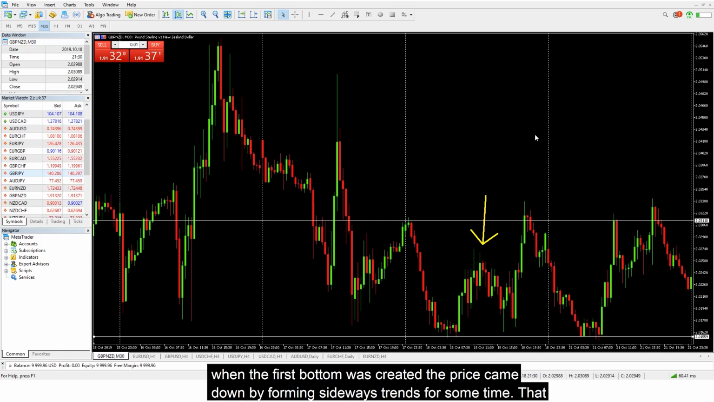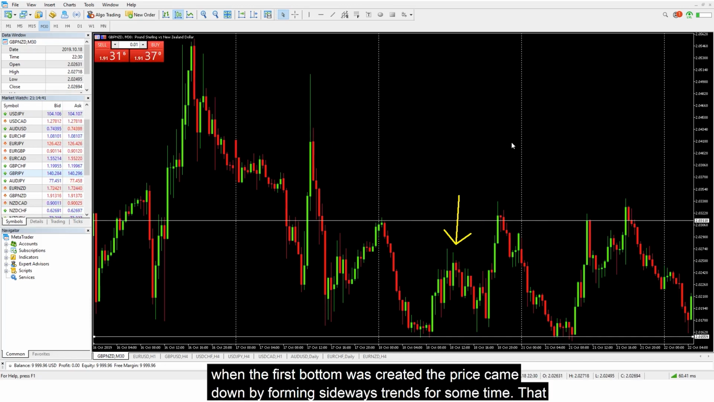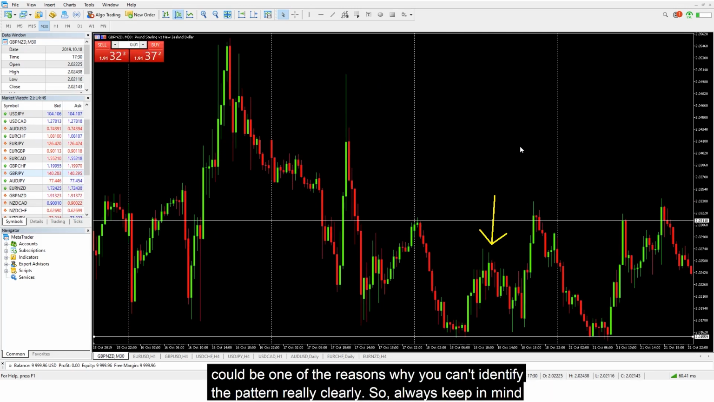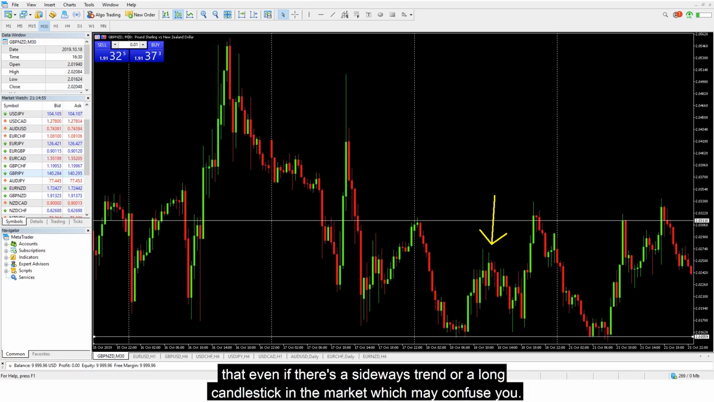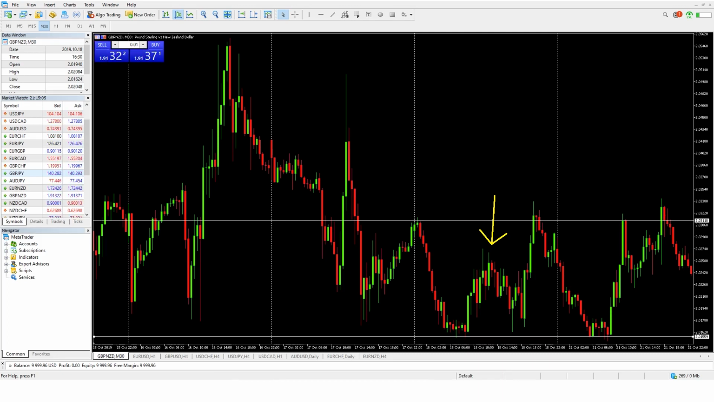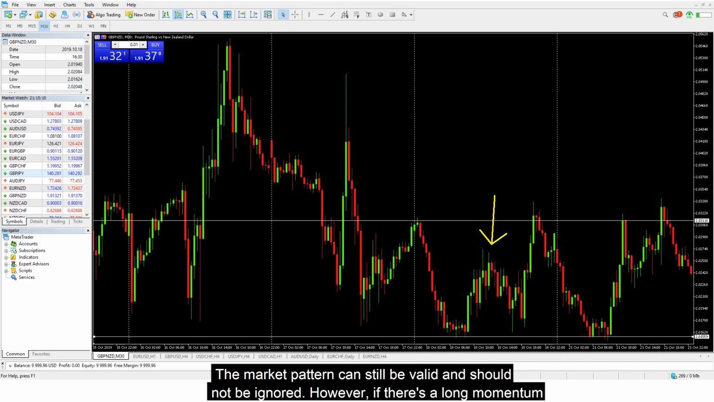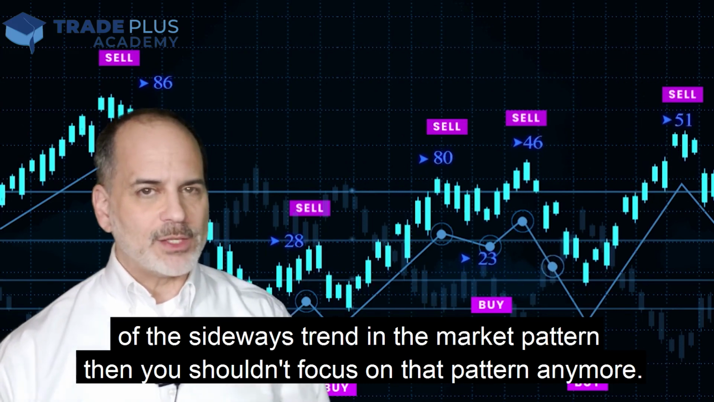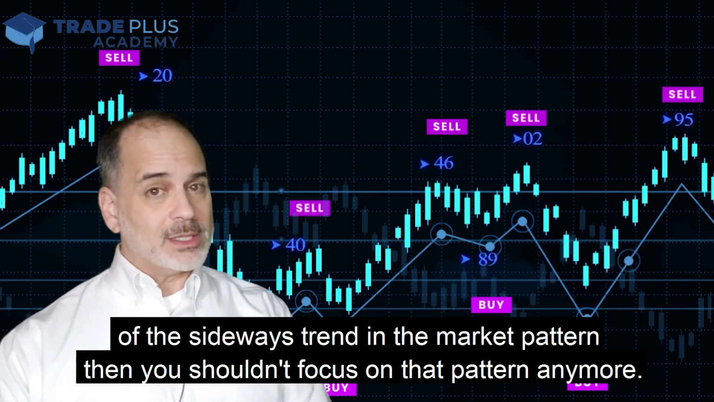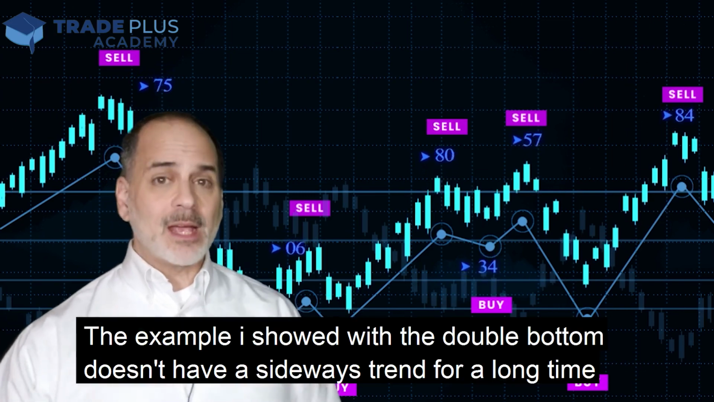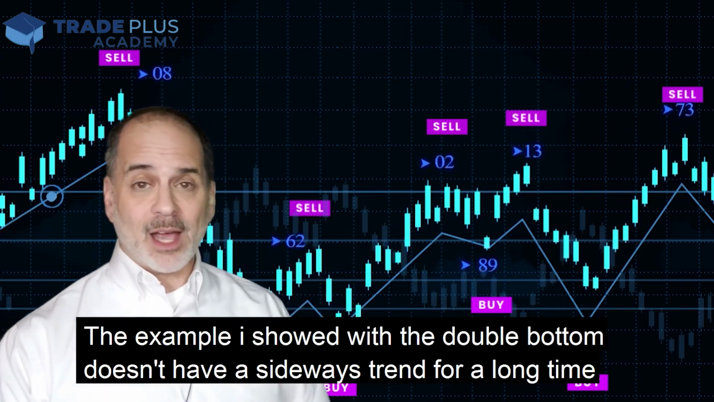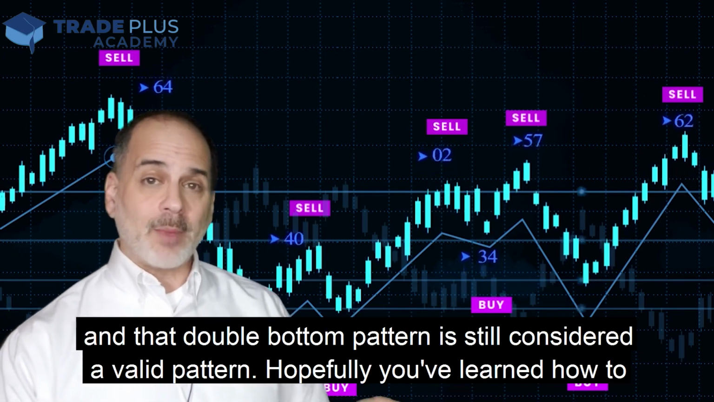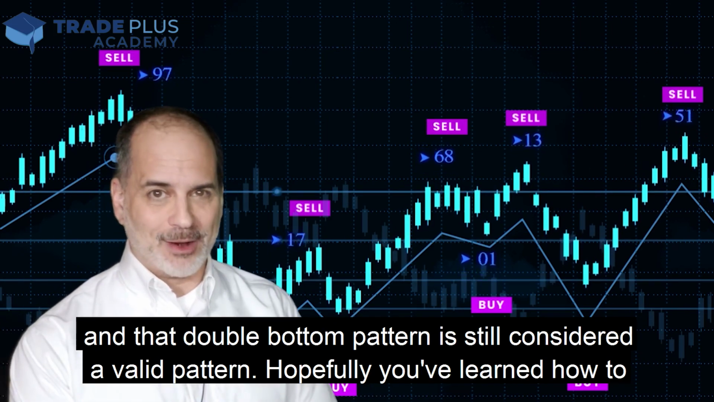When the first bottom was created, the price came down by forming sideways trends for some time. That could be one of the reasons why you can't identify the pattern really clearly. So always keep in mind that even if there's a sideways trend or a long candlestick in the market, which may confuse you, the market pattern can still be valid and should not be ignored. However, if there's a long momentum of the sideways trend in the market pattern, then you shouldn't focus on that pattern anymore. The example I showed with the double bottom doesn't have a sideways trend for a long time, and that double bottom pattern is still considered a valid pattern.